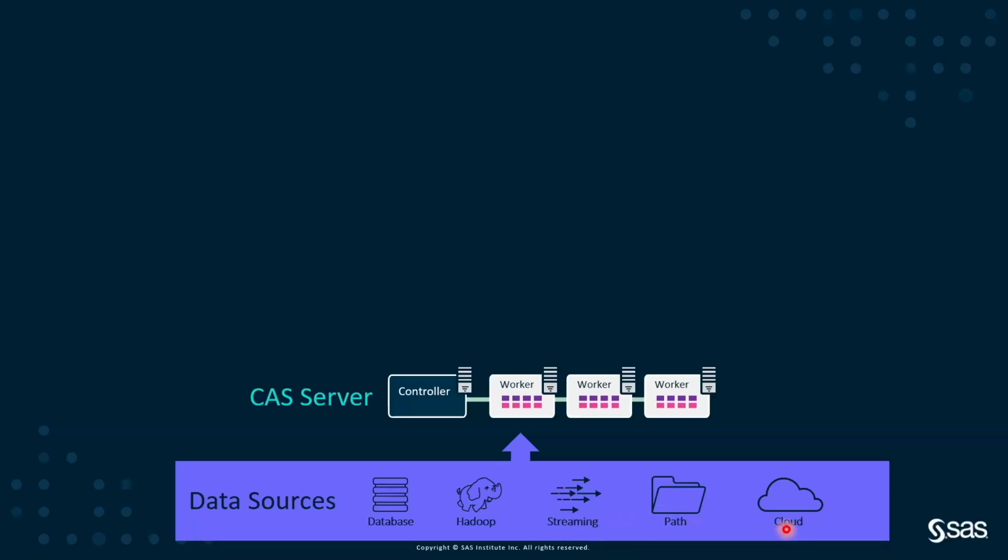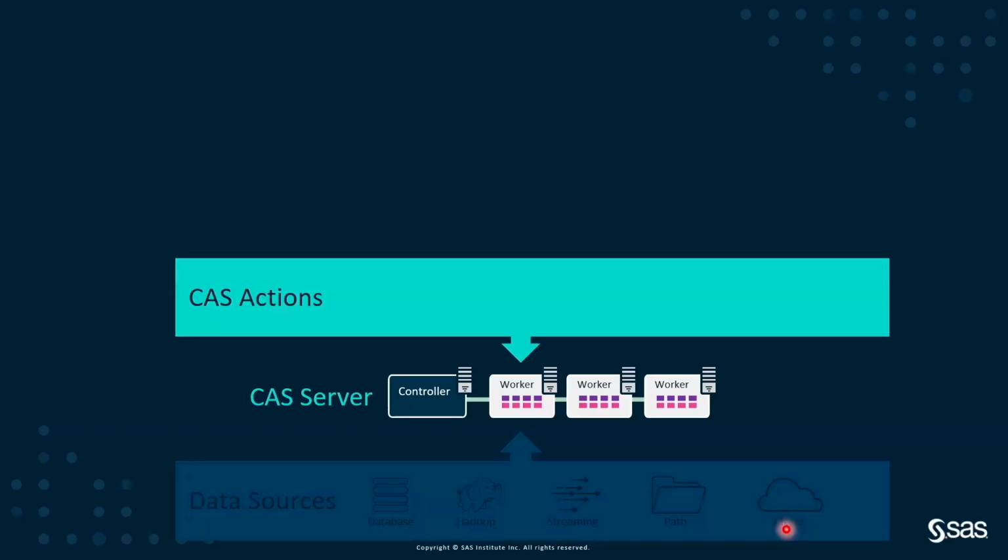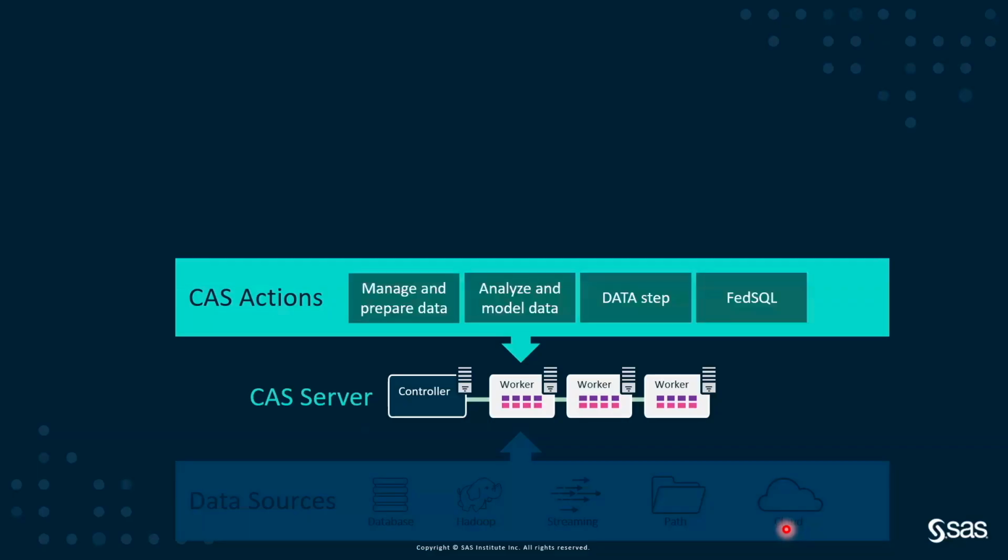And the CAS actions are the ones that work on each of the worker nodes, depending on the commands and the analysis you need, which could simply mean that you want to wrangle with your data, manage and prepare the data, or you want to run and put models to work. It could be done. It also supports SAS data steps, and SQL, which we are now calling FedSQL. So all these procedures and capabilities do exist.